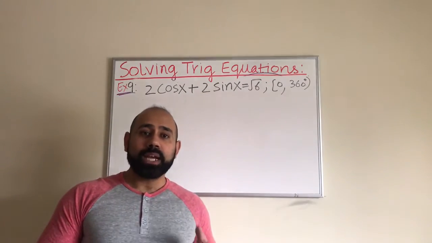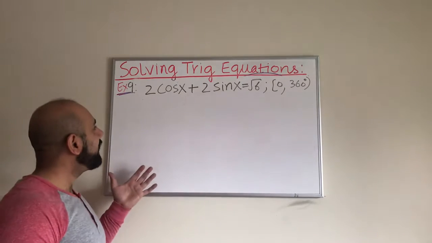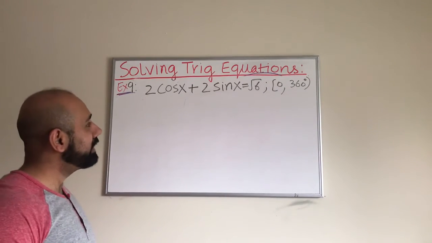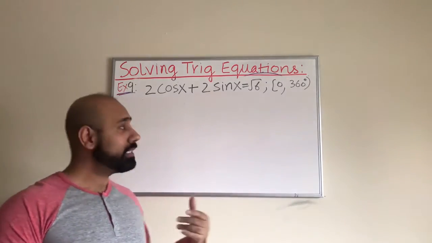Hi guys, now let us look at example number 9 on solving trig equations. Here on the left hand side I have cosine and sine combined together, and on the right hand side I have a radical 6. We still want our final answer to be between 0 and 360 degrees.